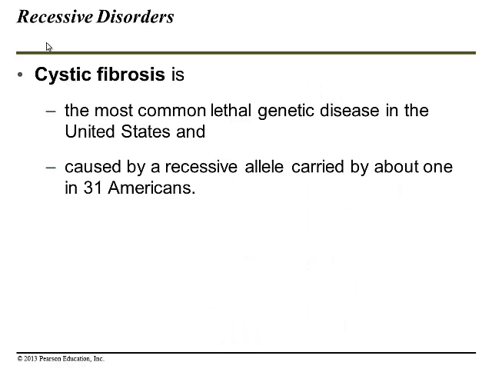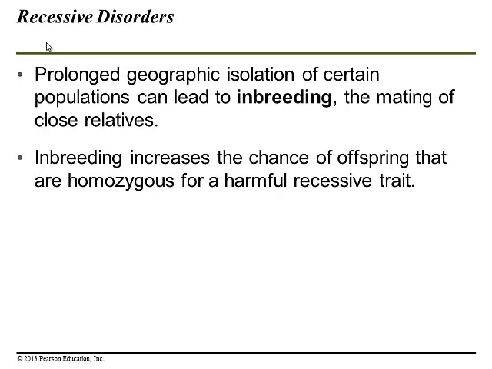So cystic fibrosis, the most common lethal genetic disease in the United States, is caused by a recessive allele carried by about 1 in every 31 Americans. Again, because it's recessive, we don't tend to see it that high in the population, unless two heterozygous individuals, carriers, cross, and their offspring happen to be recessive for the trait.